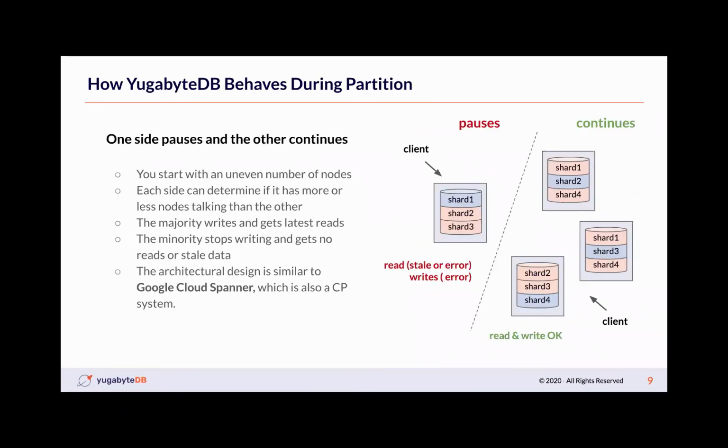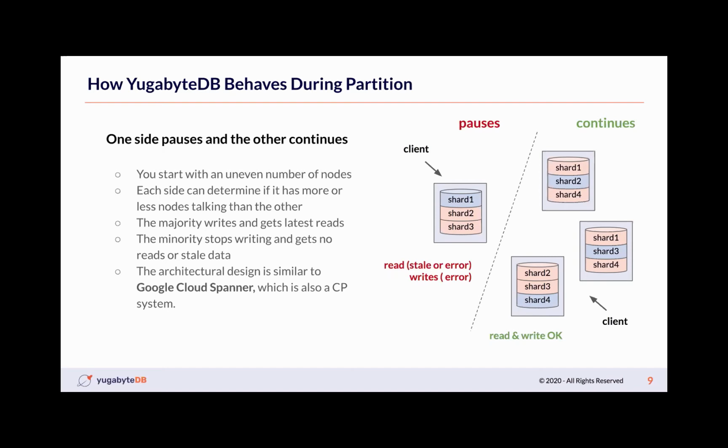So how does Yugabyte actually behave? You always start out with an uneven number of replicas. In this example, we have 4 nodes with 3 replicas. Now, if the nodes are partitioned this way, you note that on the left, when a client comes and talks to that node, it cannot reach a majority. The consistency is ensured by making sure any node or any piece of data can reach a majority of its replicas in order to continue to serve queries from the end user.